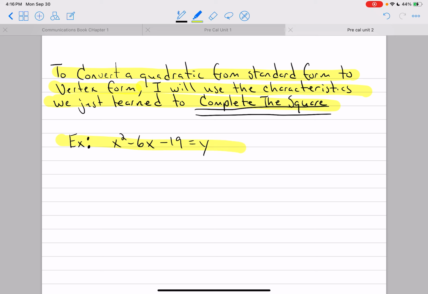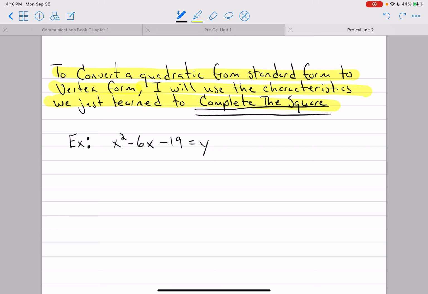x squared minus 6x minus 19 equals y. That's my equation. All right? So I'm going to do some manipulation with this. So first of all, this equation, you don't have to write that part. This is not factorable, okay? I can't break it down like this and factor it. It doesn't work. So I'm going to do a thing that's called completing the square.